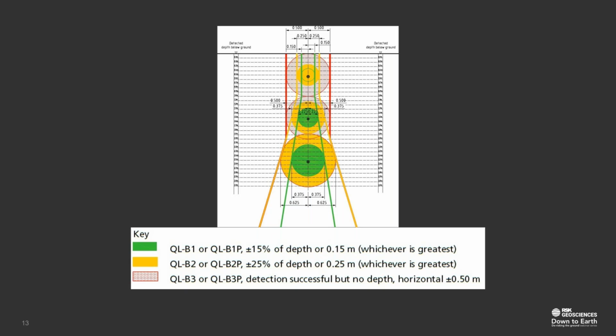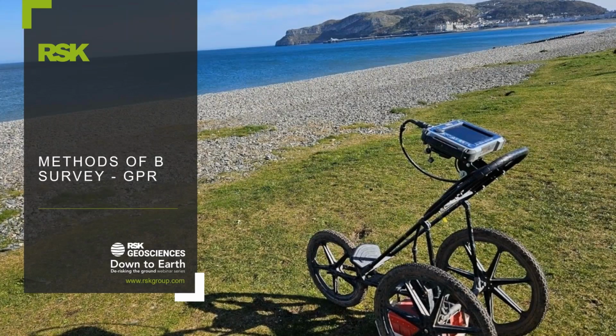Cool, so now that we've discussed quality levels within a B survey, let's move forward into the different methods within that type B survey. There are 5 detection methods within the type B survey scope. All of these are related to the use of GPR, such as the one on screen. In most cases, this is related to the spacing between lines for orthogonal grids when collecting GPR data, but we'll discuss when that's not the case as well.